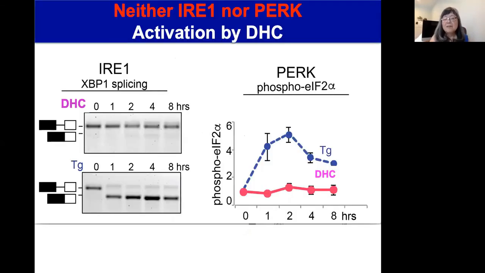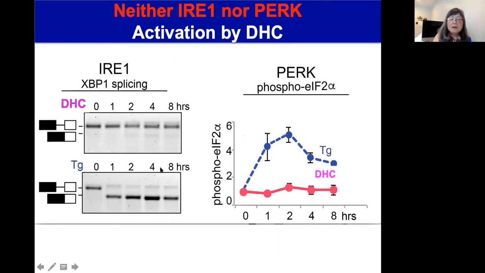And by monitoring the phosphorylated form of eIF2 alpha following either thapsigargin or DTT treatment, we can detect a robust level of phosphorylated eIF2 alpha, but not with DHC, and not shown here, but with the DHS as well.